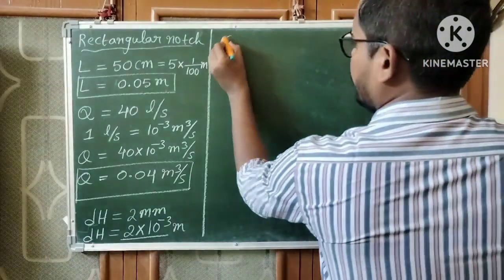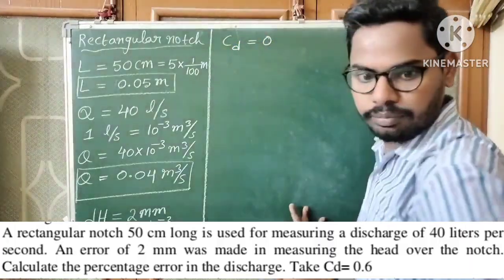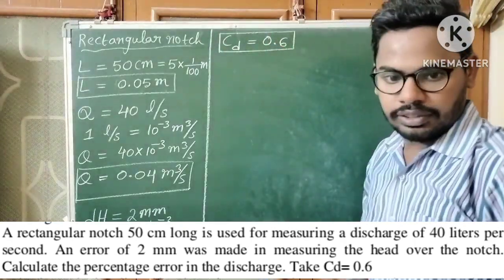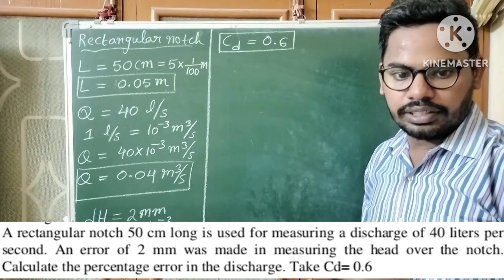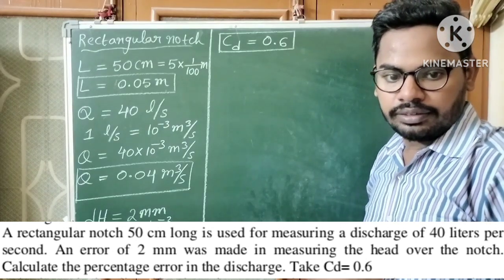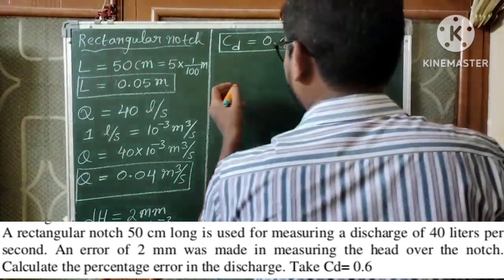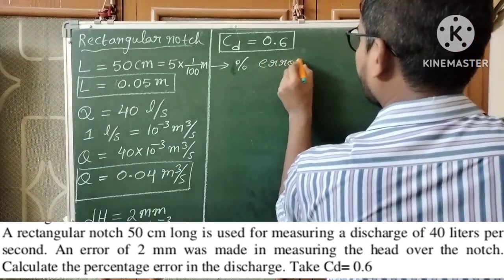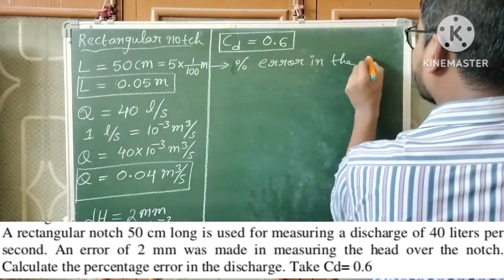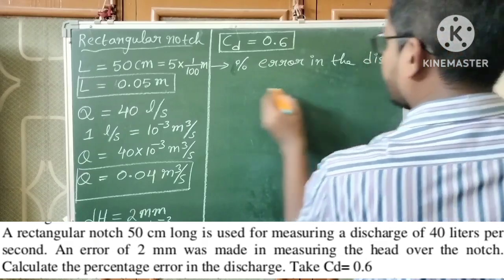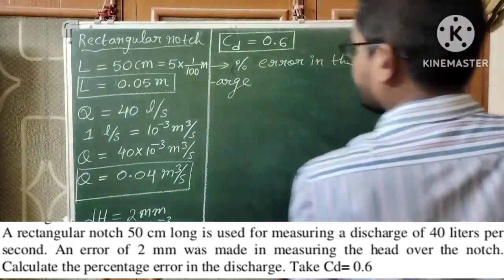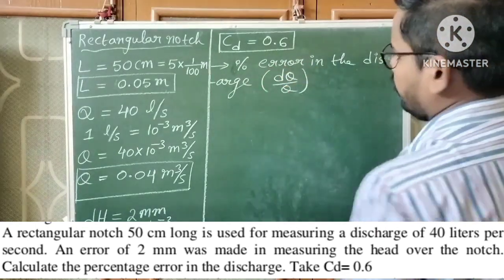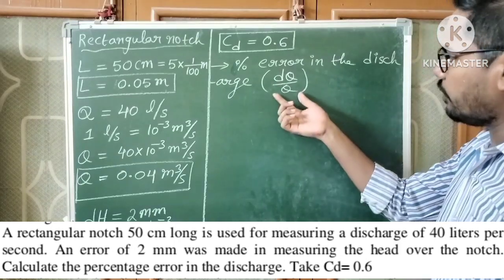At the same time, we are also given the coefficient of discharge as 0.6. Coefficient of discharge is equal to 0.6. So here we have to calculate the percentage error in the discharge. The percentage error in the discharge is denoted by dQ by Q. So what is the formula for dQ by Q?